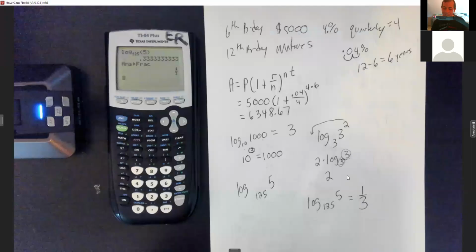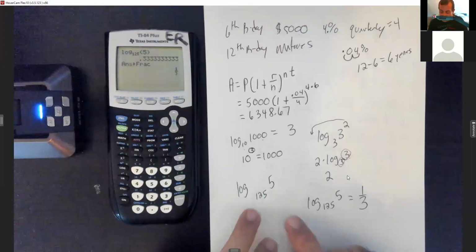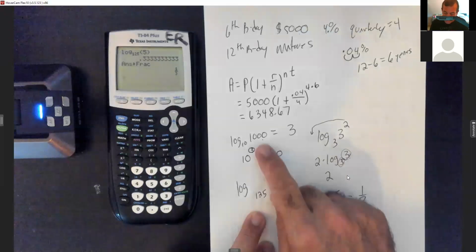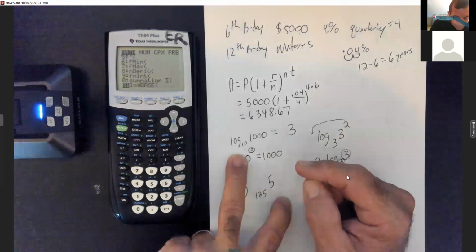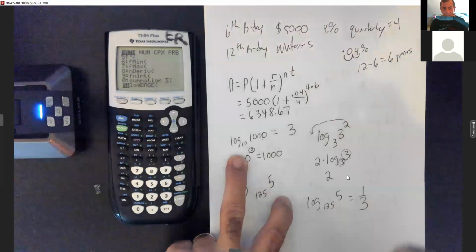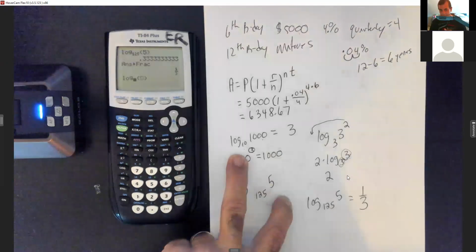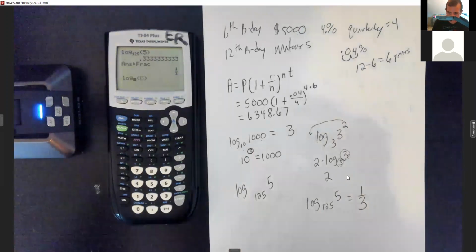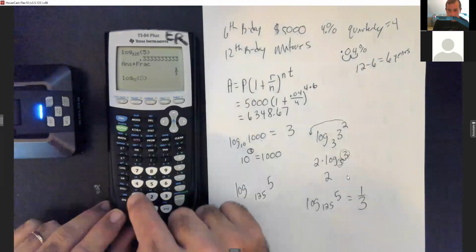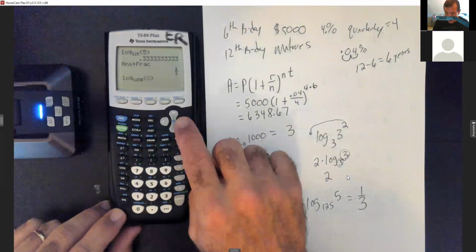Oh, that ain't bad, because you'll see all these that I've been doing here, the log 10 of 1,000. Hit math and arrow down until you find that log base. On mine, it's letter A after the 0, and then I hit enter. So put in the base, 125, and then use this button to arrow over and put in your 5.